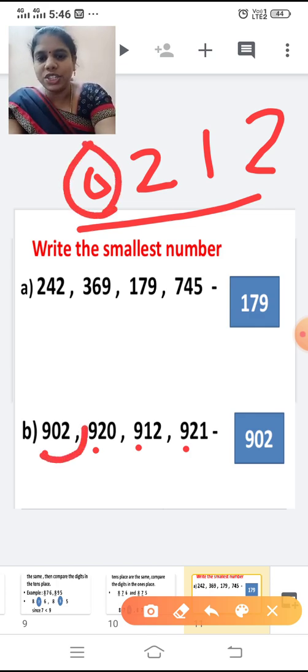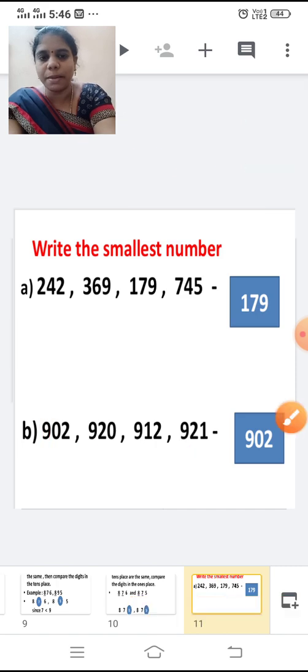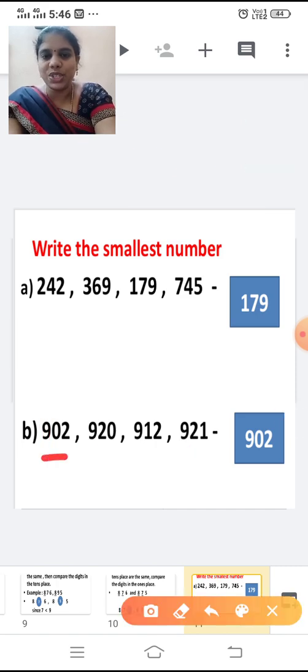So 902 is the smallest number. 902 is the smallest number out of these 4. Which is the smallest out of these 4? 902 is the smallest number.